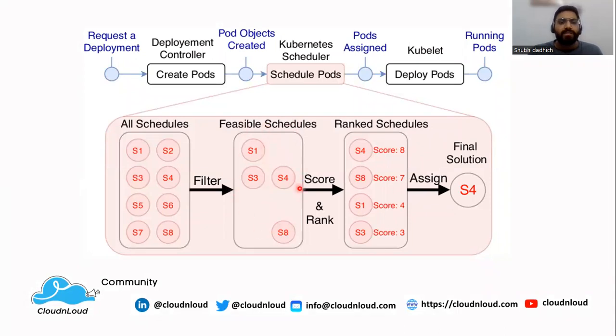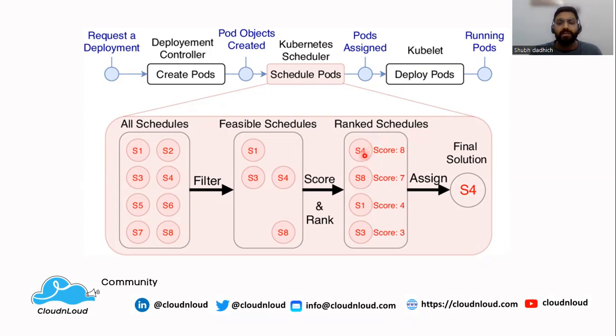And among these, scores and ranks are given. So let's understand how these scores and ranks are given. Let's say you have a deployment which has requested 25 milli CPUs. The S3 node has space for 10 milli CPUs, so it scores lowest. S1 has space for 15 milli CPU, so it is scored 4. S8 has space for 25 milli CPU, so it is scored 7. And S4 has space for 30 milli CPU, so it is scored 8.